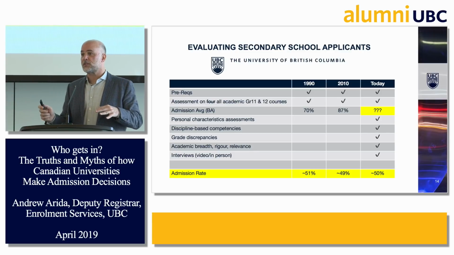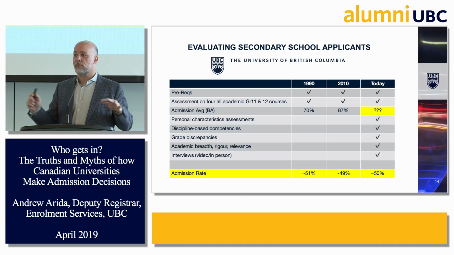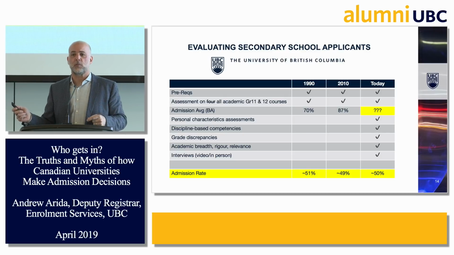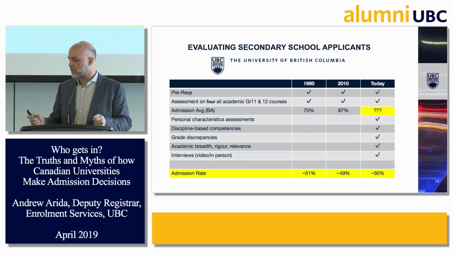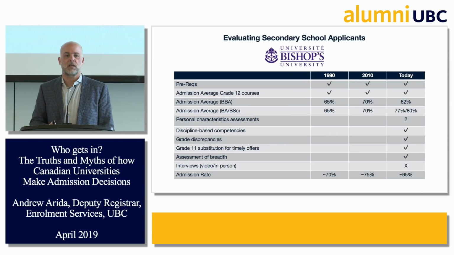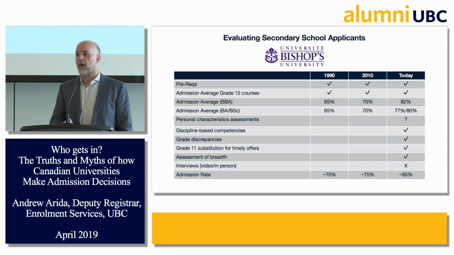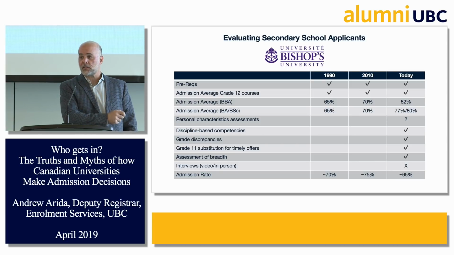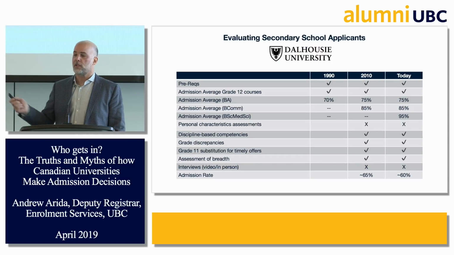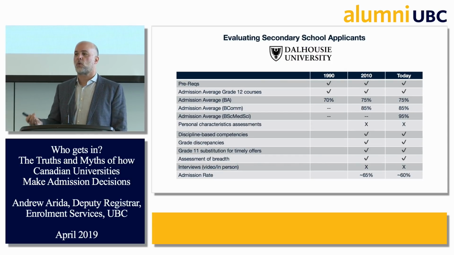And if you think this is just UBC, it's not. It's everybody across Canada. This presentation was put together with colleagues from other universities across Canada, and when we filled out this chart, it looked very similar. So here we have UBC, one of the largest universities in Canada, and here we have the exact same chart for Bishop's in Quebec, one of the smallest universities in Canada. And whether you're talking West Coast here at UBC or East Coast with Dalhousie, the story is more or less the same.